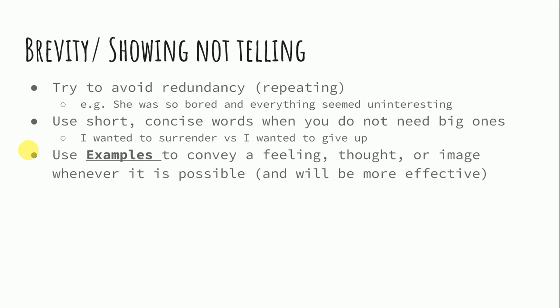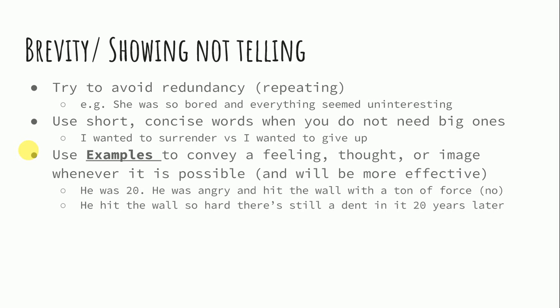Use examples to convey a feeling, thought, or image whenever it's possible. It's usually more effective. So, for example, he was 20, he was angry and hit a wall with a ton of force. Or you could say he hit the wall so hard there's still a dent in it 20 years later. I think the second sentence, even though it's saying the same thing, by forming the thought as an example, it leaves a much stronger impression.